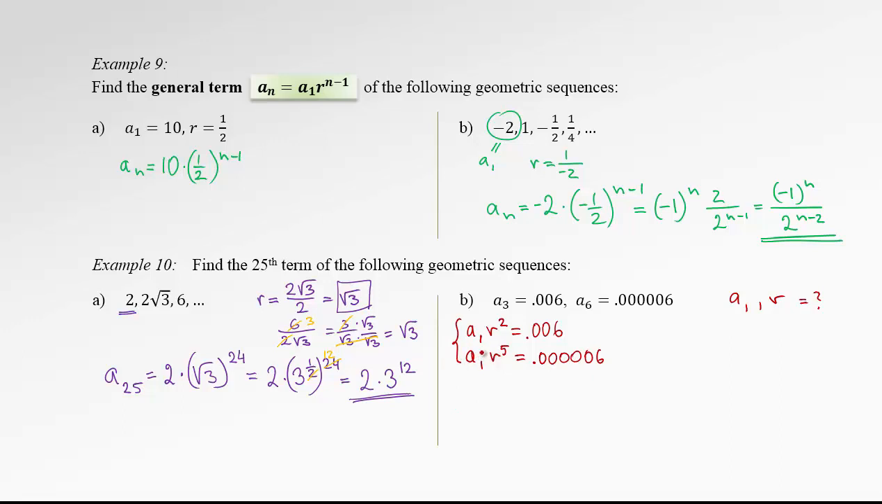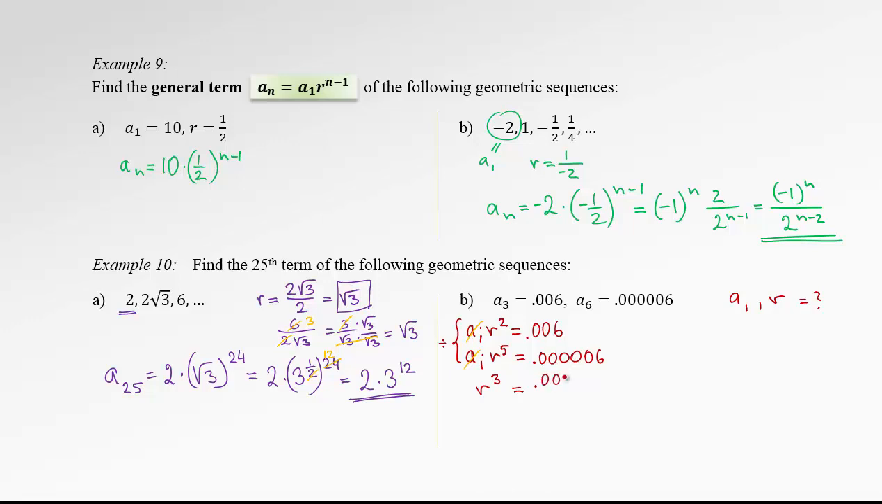Now, how do we solve this type of equations efficiently? Well, I would suggest to divide those equations side by side. But since this power 5 is higher than the square, let's take the second equation as first and divide it by the top equation. Okay, so we are going to divide side by side. a1 r to the 5 divided by a1 r to the 2 causes a1 to be reduced, and we end up with r cubed. 5 minus 2 is 3.